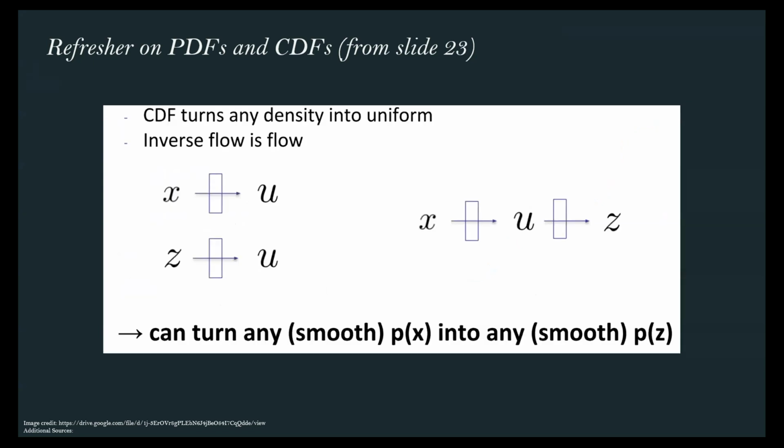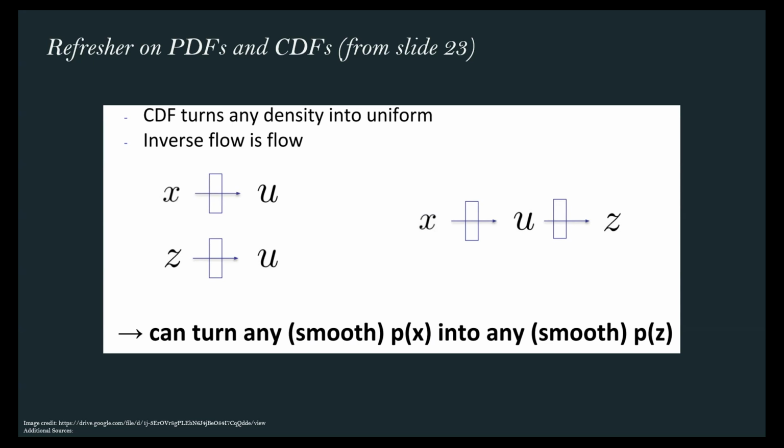And then here we go. So CDF can turn any density into a uniform. So we can go from X to U, and we can go from Z to U. We can go from X to U to Z. We could go X to U to Z to U to W to U. So this kind of shows you that you can just go from one to the other as long as you have that invertible differentiable property. Right?